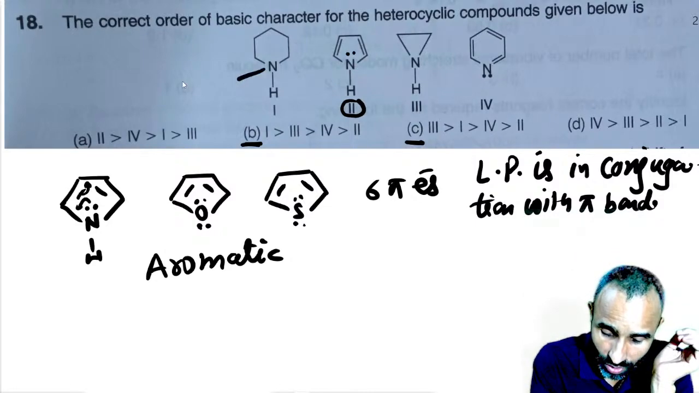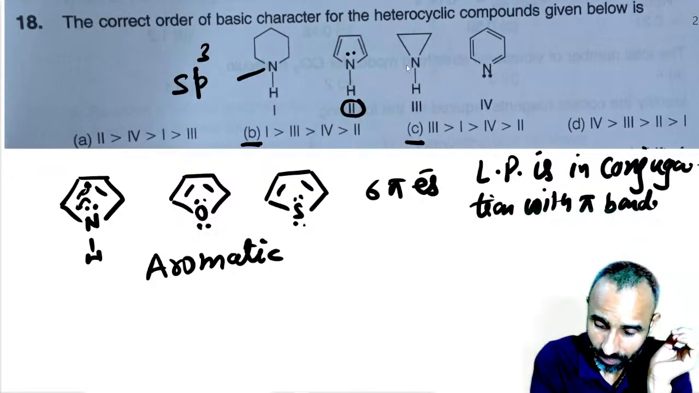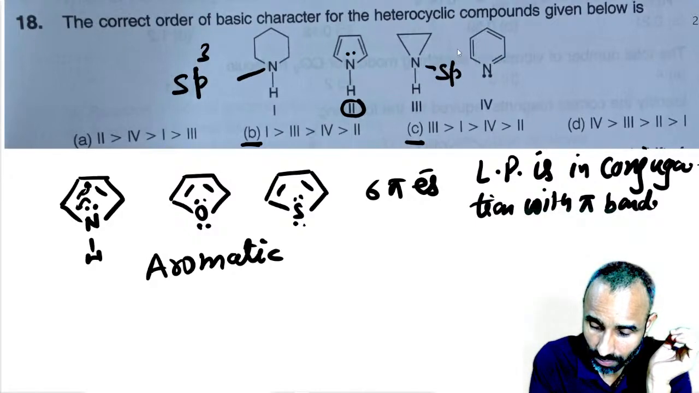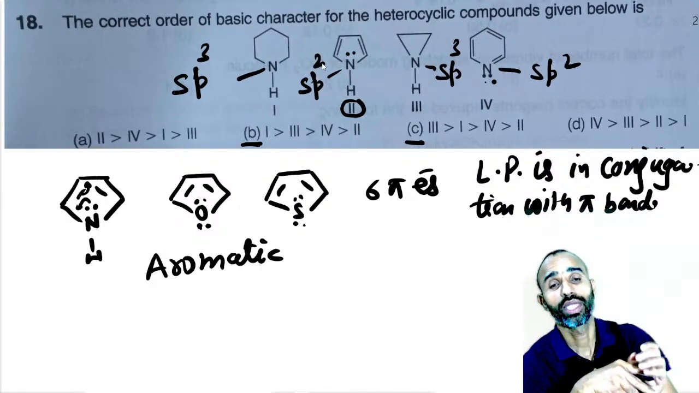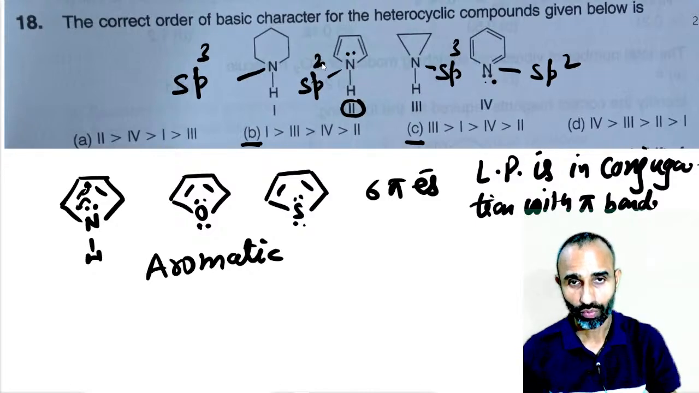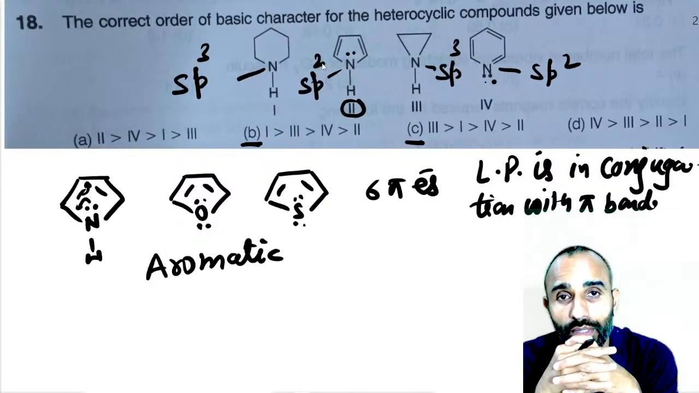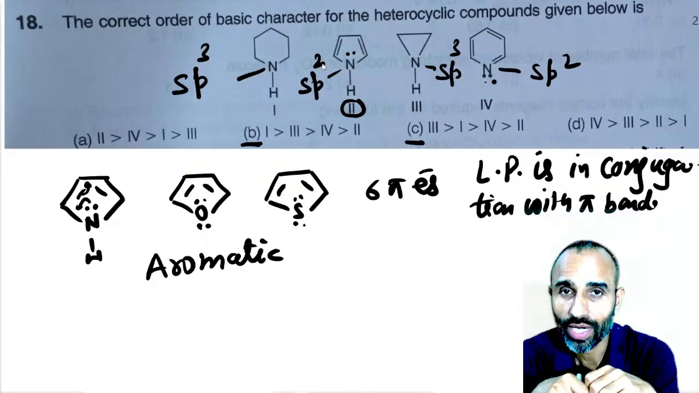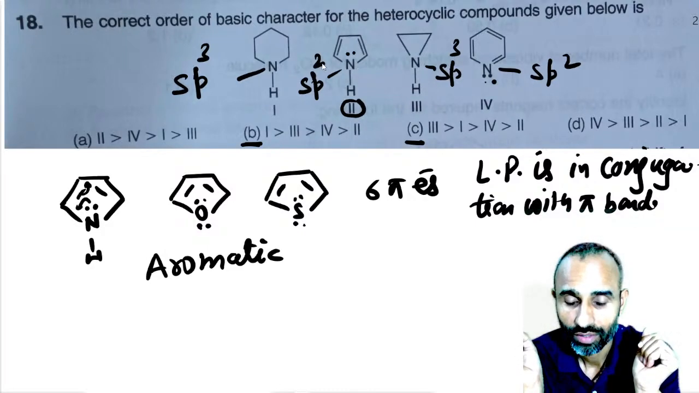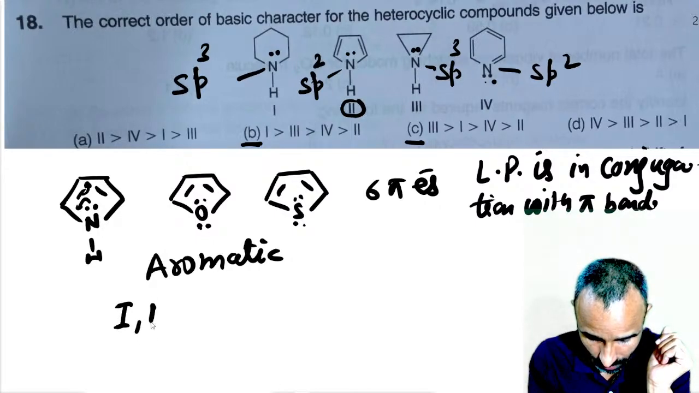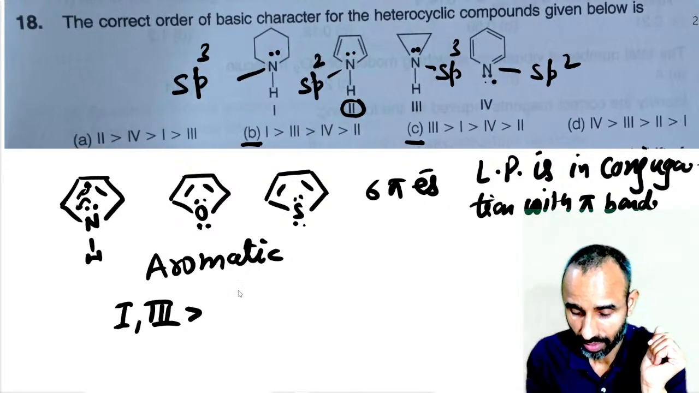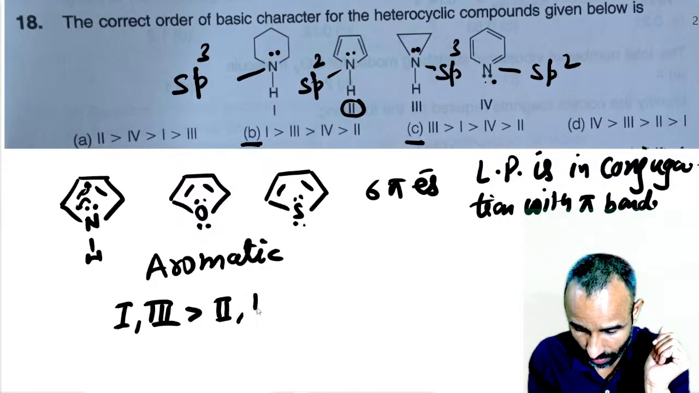See, this nitrogen is sp3 hybridized. This nitrogen is sp3. This nitrogen is sp2. And this one is also sp2. So obviously, sp3 hybridized atom will give more electrons, because that is being less electronegative, that will donate easily. So that means first and third are more basic than second and fourth.